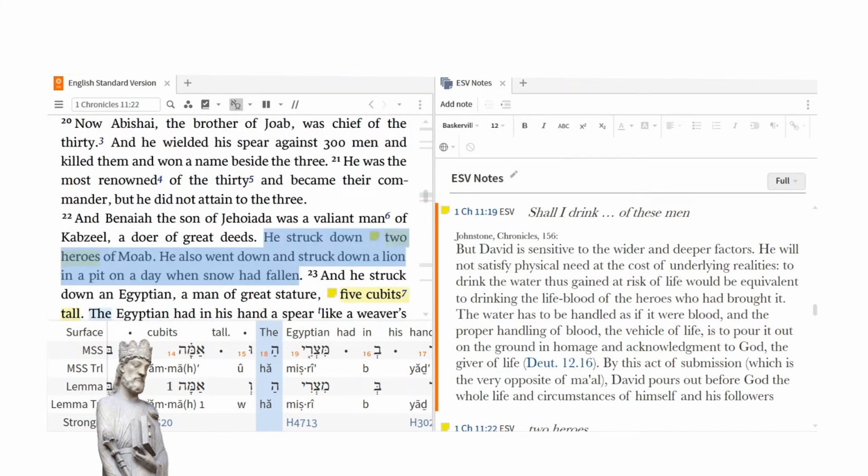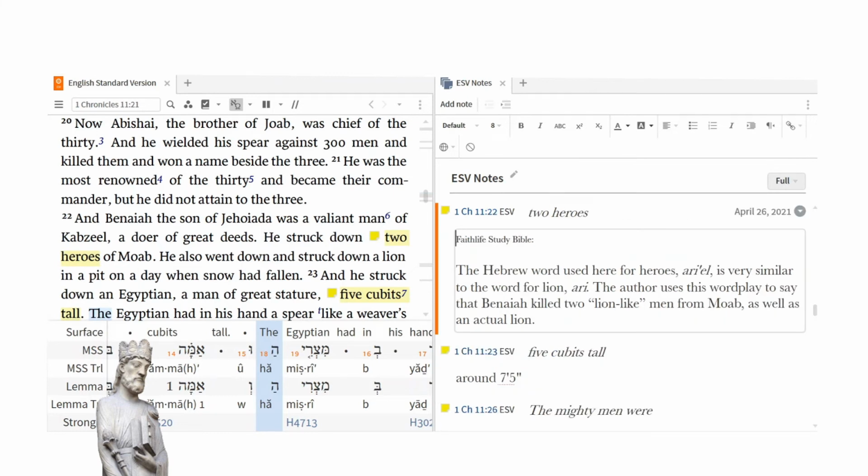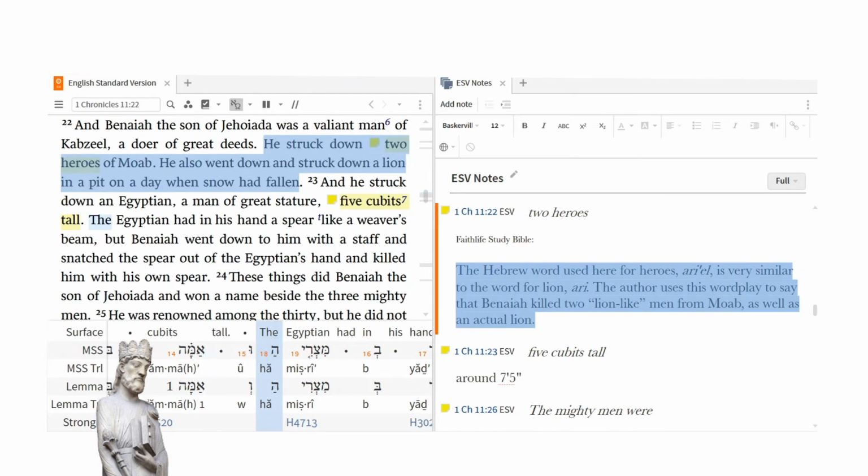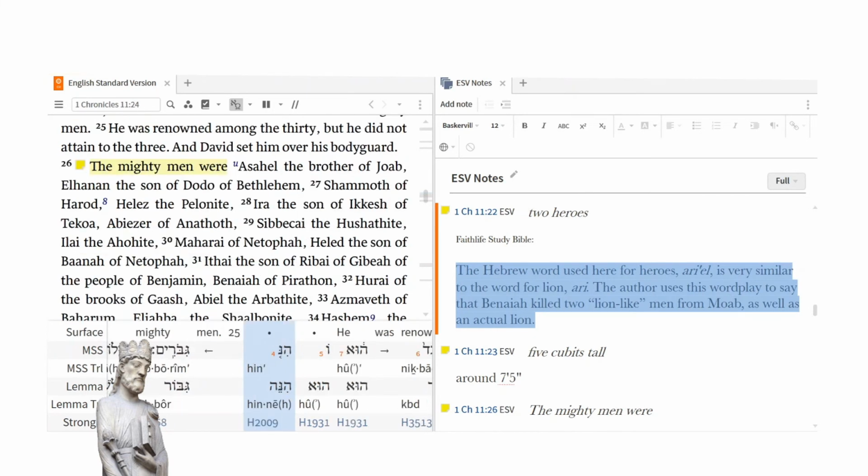I bring this up because this phrase is kind of difficult. The Faith Life Study Notes has a good point here. It says the Hebrew word used here for heroes, Ariel, is very similar to the word for lion, Ari. The author uses this wordplay to say that Benaiah killed 2 lion-like men from Moab, as well as an actual lion. There's a lot of translation difficulty in this passage, but I think it basically could be a pun, and that's really what's going on.